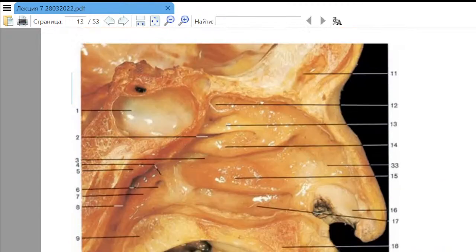And you see the lateral wall of the nasal cavity, septum removed. This is the superior concha, middle concha, inferior concha, and meatus, superior, middle, inferior. This is the choana.